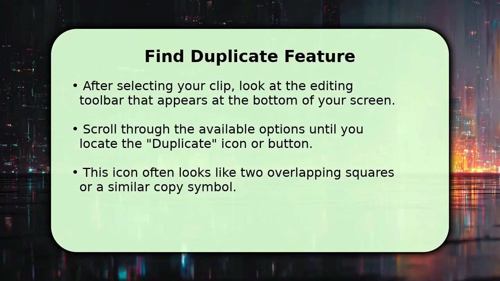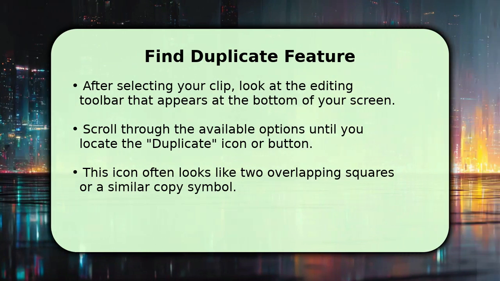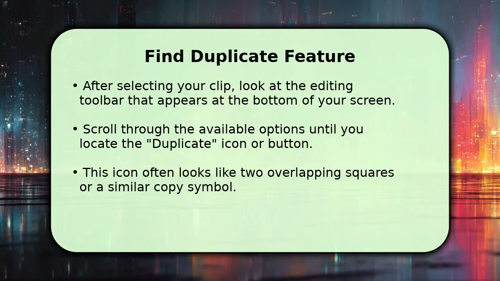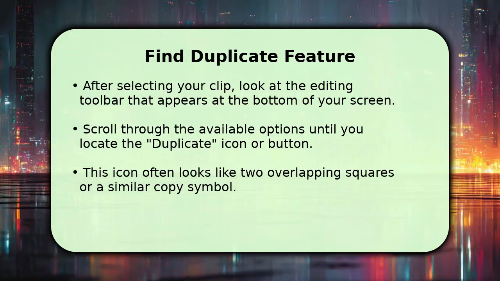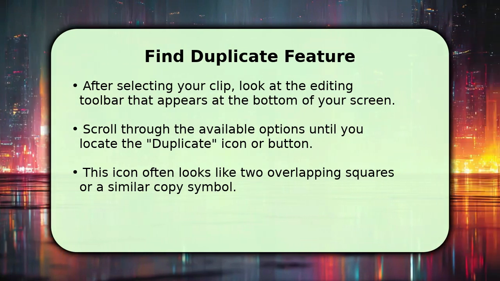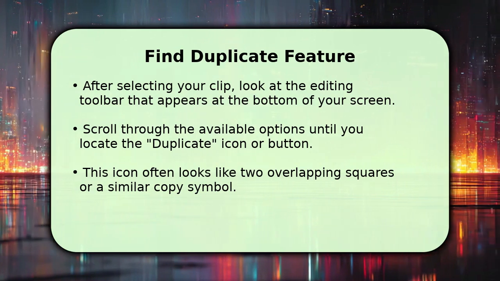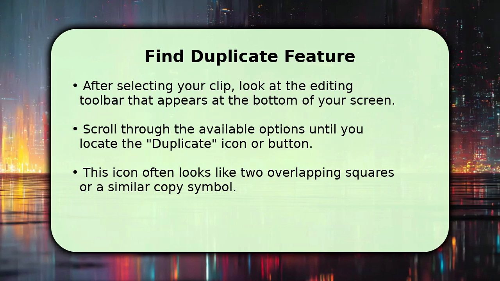Once your clip is selected, direct your attention to the editing toolbar displayed at the bottom of your screen. Carefully scroll through the various tools presented until you discover the distinct Duplicate option. This button usually features an icon resembling two overlapping rectangles, making it easy to spot. Finding this button is your key to quickly creating an exact copy of your selected media.